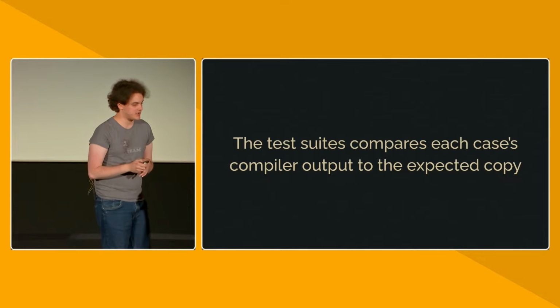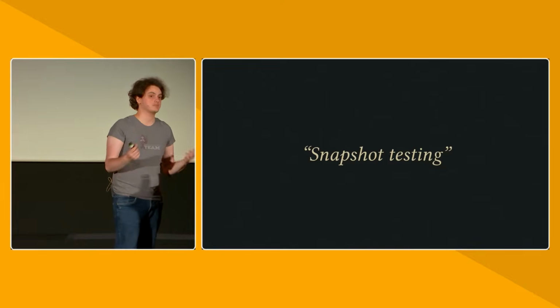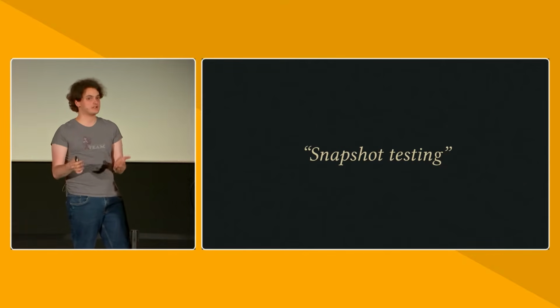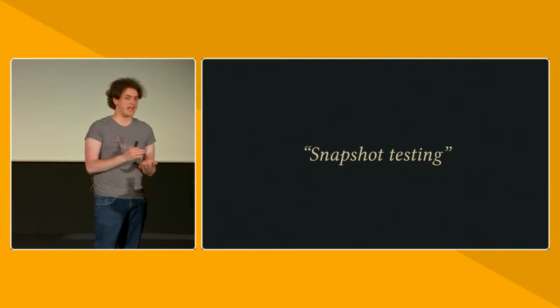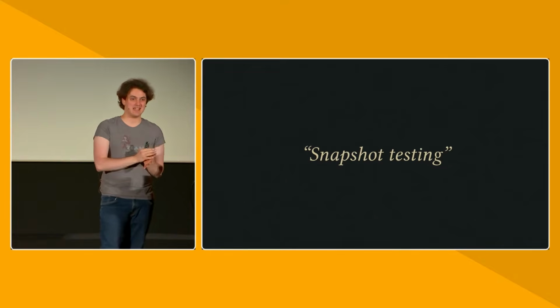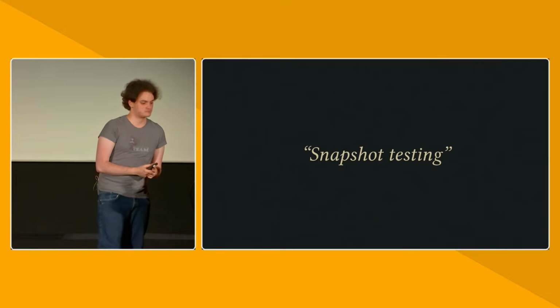This is a technique that Rust did not invent. It's called snapshot testing, and it's useful not only when testing error messages, but in general whenever you do end-to-end tests and you need to assert on what the end result looks like.